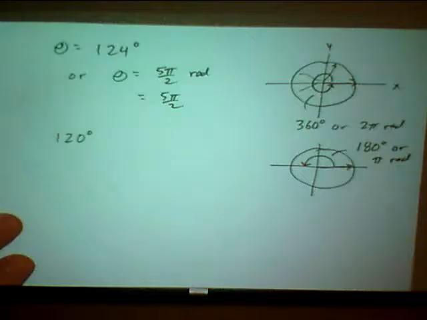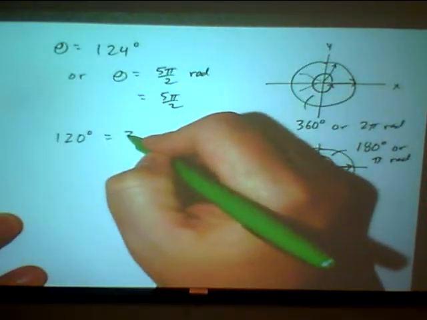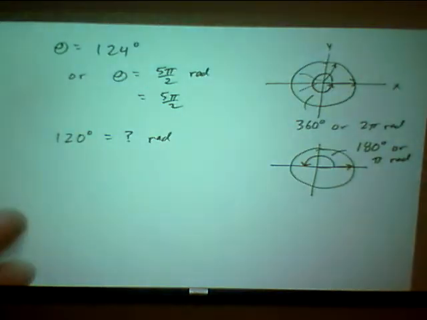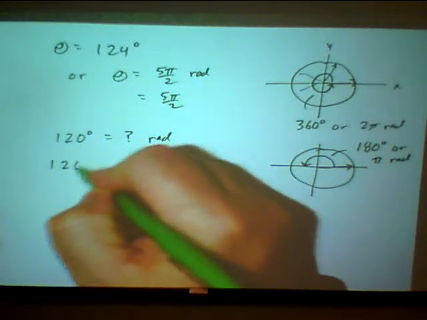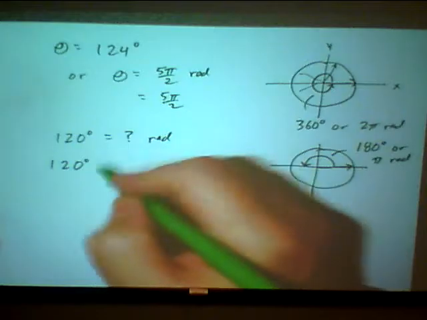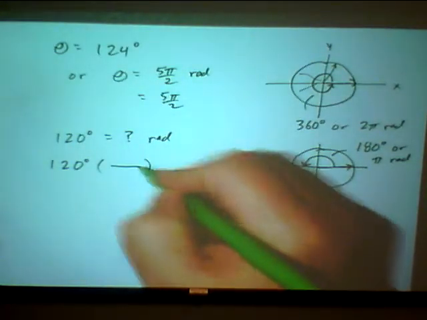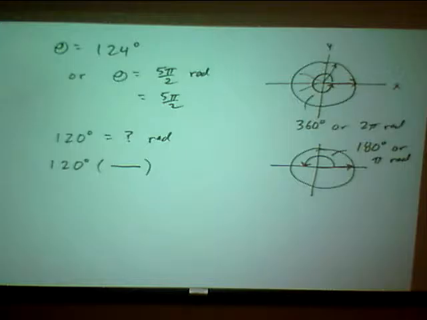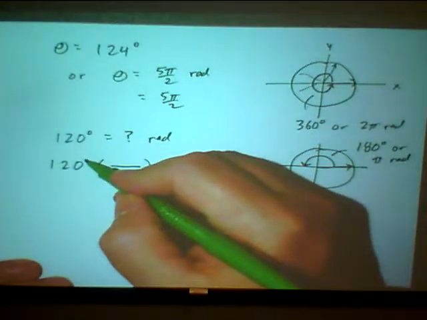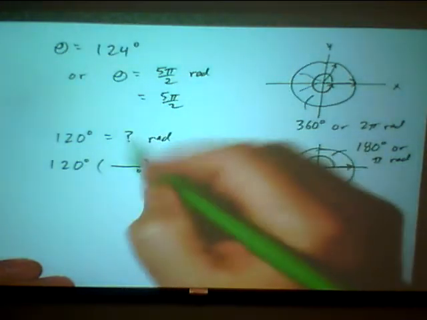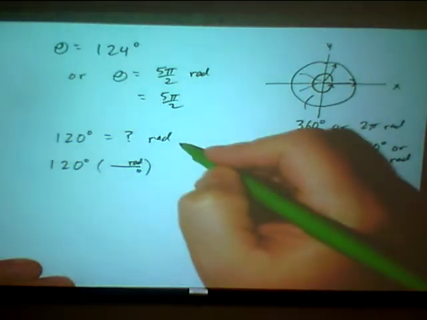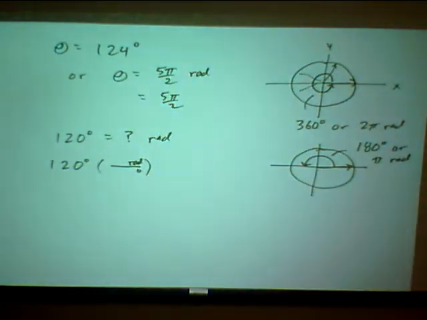Say I have a 120 degree angle, and we're asked to convert it to radians. So how many radians equals 120 degrees? Basically, we just have to do a conversion. 120 degrees, I'm going to use a unit fraction. Same rules apply. I'm starting with degrees, so degrees go on the bottom. I'm trying to get to radians, so I'll put radians in the top. And now I think to myself, what's the relationship between radians and degrees?